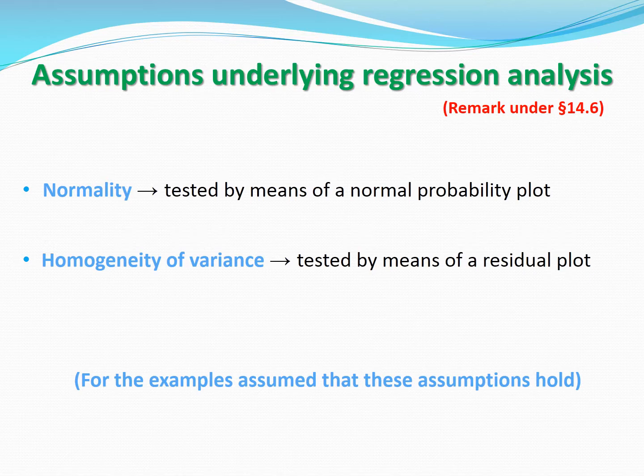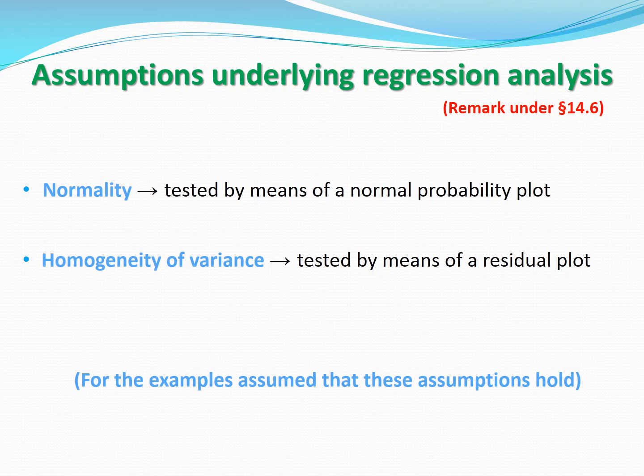The normality assumption can be tested by means of the normal probability plot on the computer output. And if the points of the normal probability plot lie more or less in a straight line, then this assumption will be met. But if there are large deviations from a straight line, then this assumption will not be met.